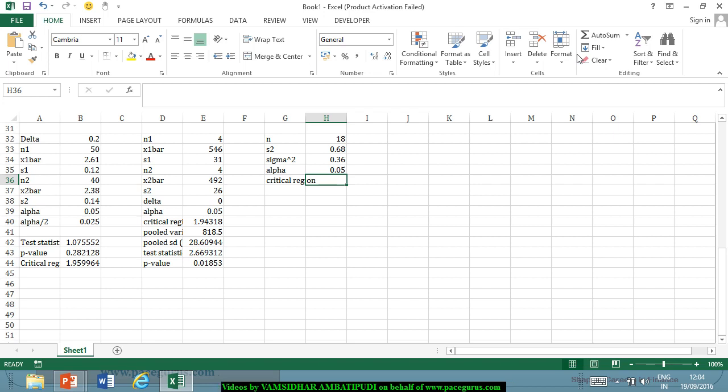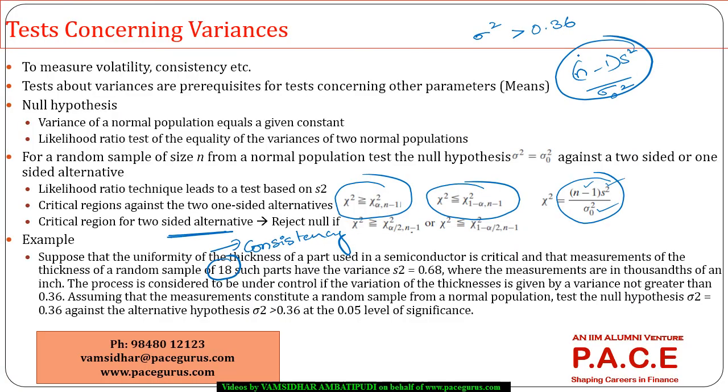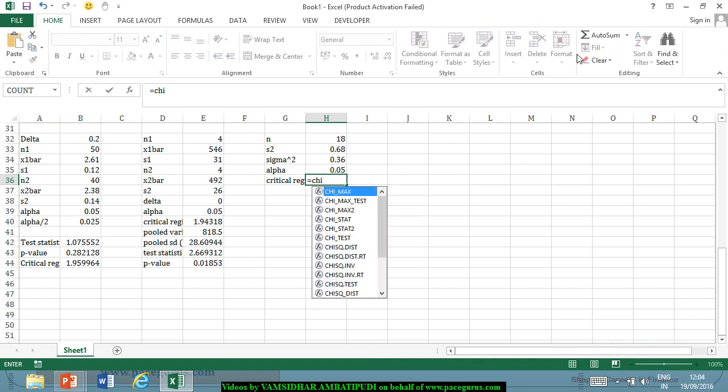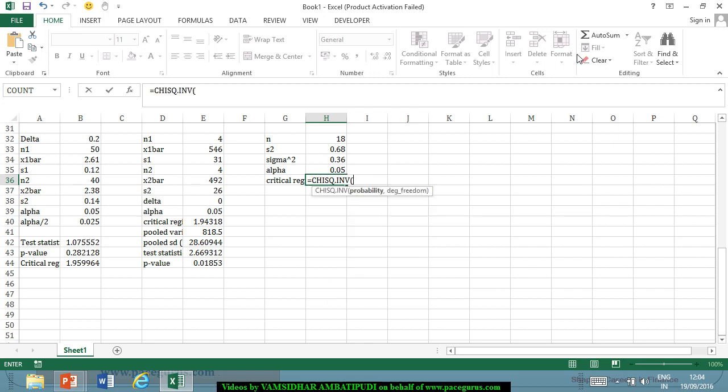The alternate hypothesis is sigma squared greater than 0.36. I have defined the significance level 0.05. Now I need the rejection zone. My chi squared should be greater than, I need to find the critical region. So this is where I am finding out my critical region, the chi squared inverse function. I am going with the probability of 0.05.